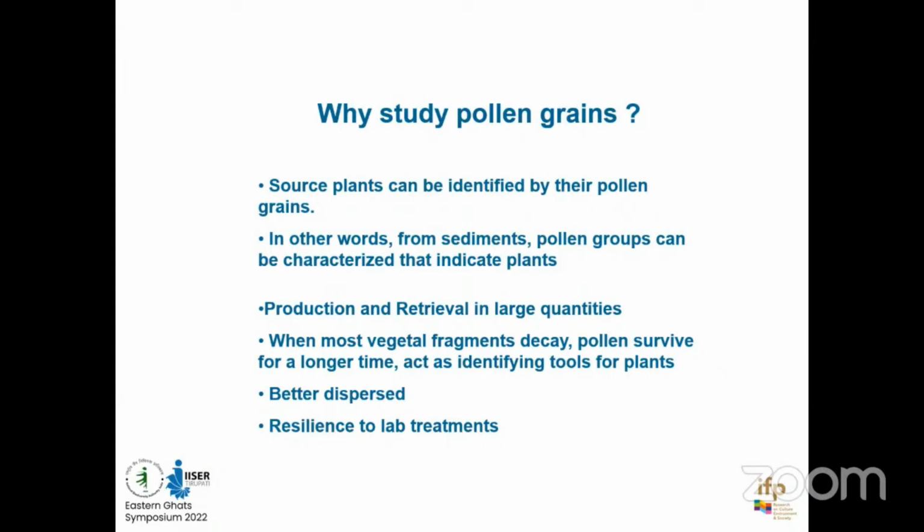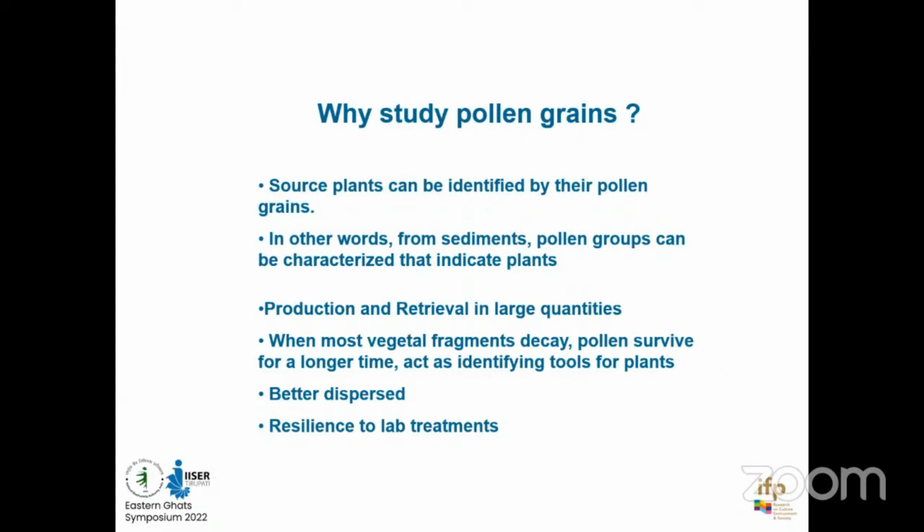And one of the reasons why this is such a good proxy is that when most other vegetal fragments have decayed, pollen survives for a long time. So these are really good tools for identifying plants. And as you all know very well, and I don't have to tell you this, pollen is meant for dispersion. So biologically, it's something which is meant for dispersal.